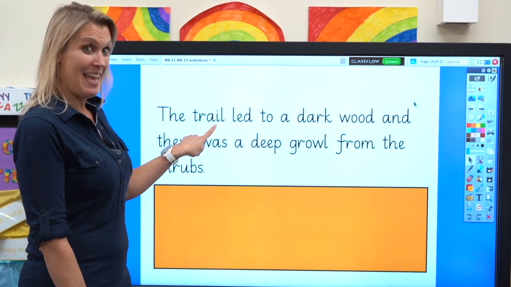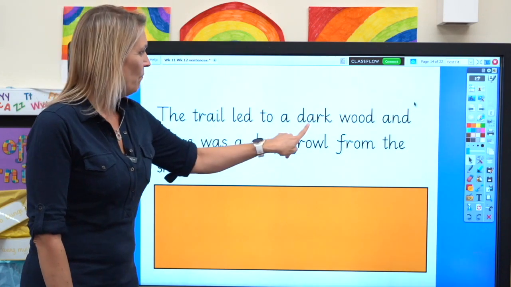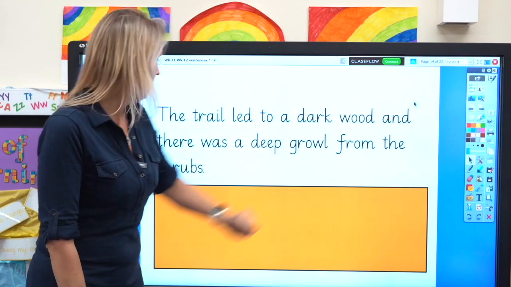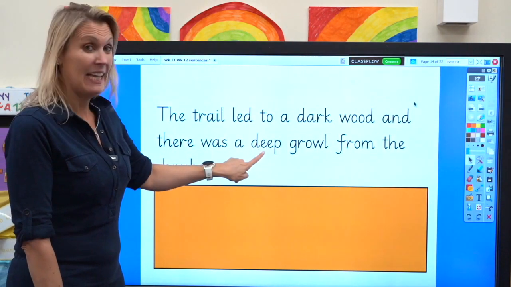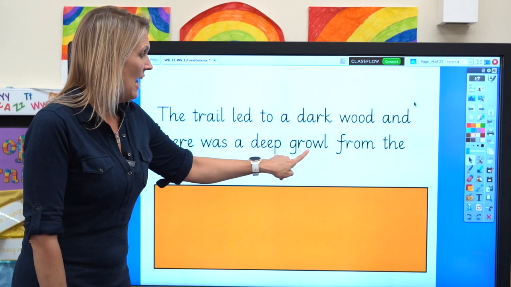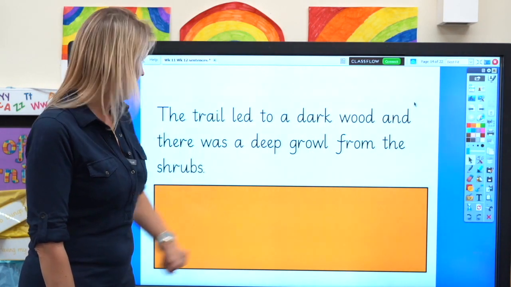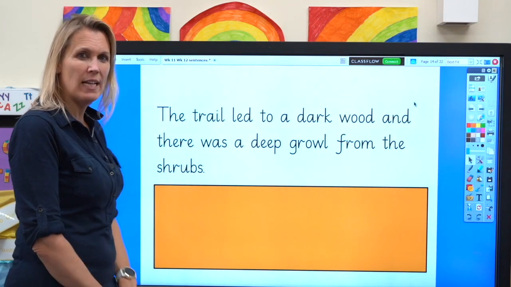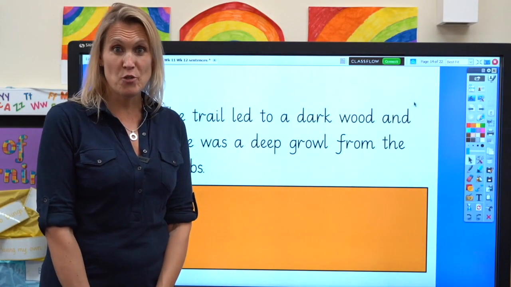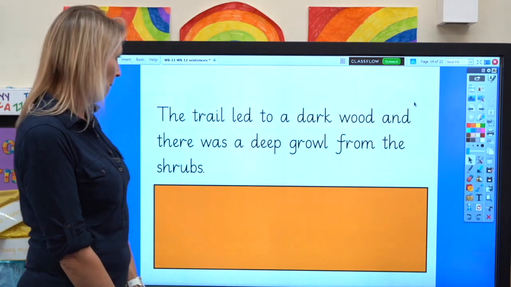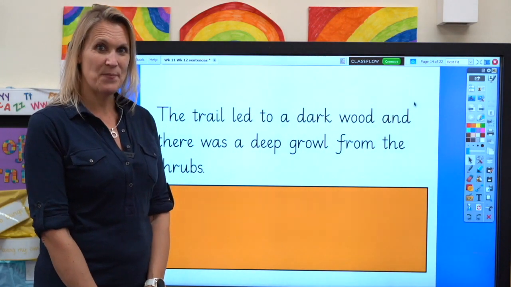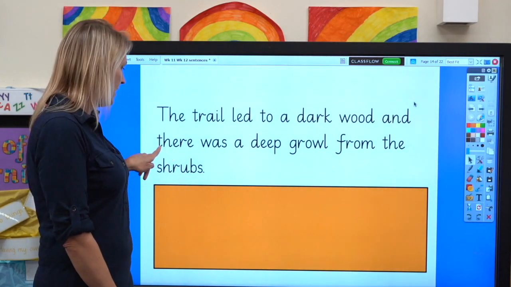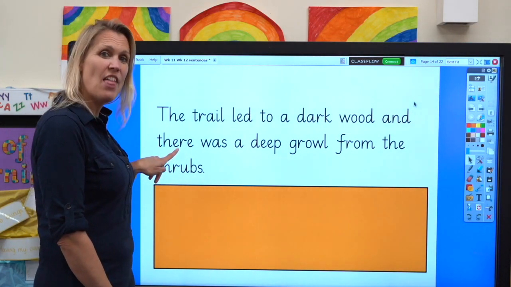We've got A, well done. R, E, well done. Ow, excellent. And here we've got sh, well done. Can you see a tricky word that we read today? Can you spot it? Here it is. Can you remember this one? Well done. This tricky word says there.